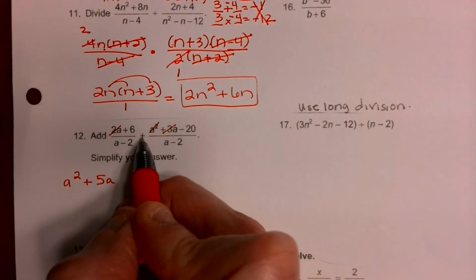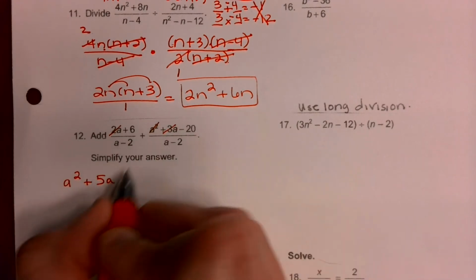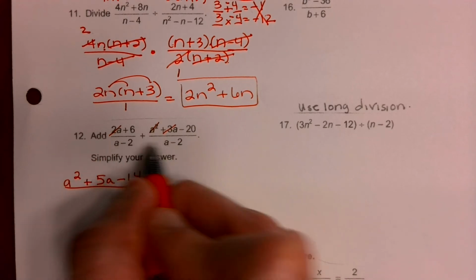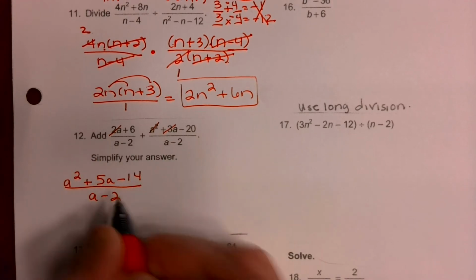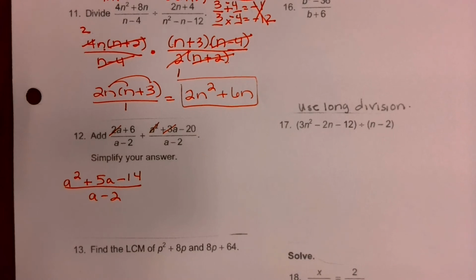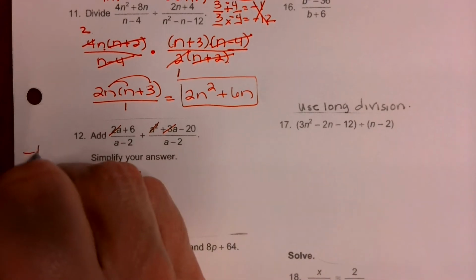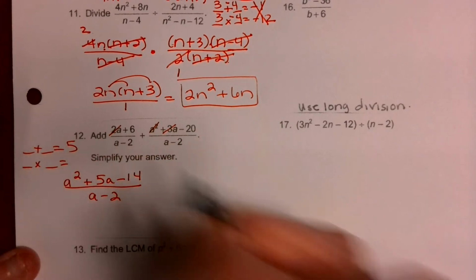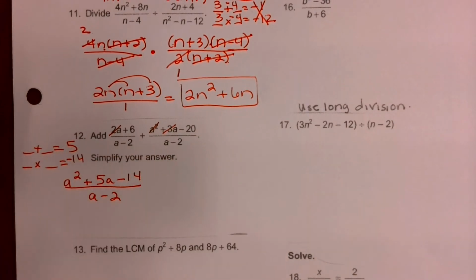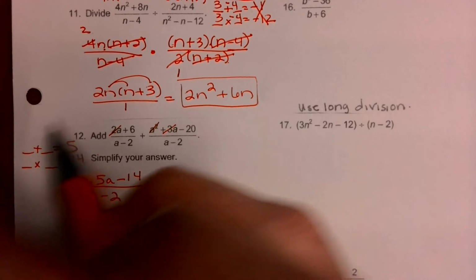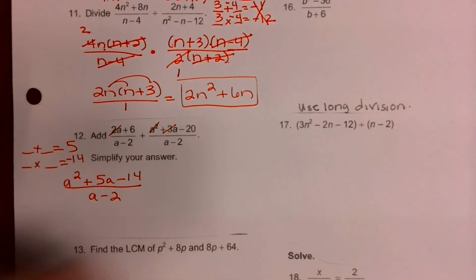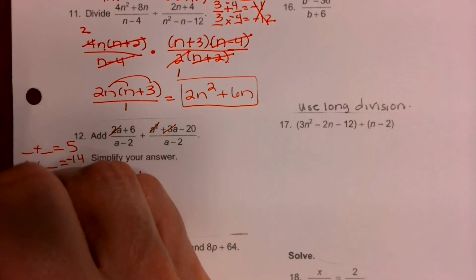And then I have a 6 plus a negative 20, so that's a negative 14, all over the common denominator of x minus 2. Now, what plus what equals 5? And what times what equals negative 14? This is why I push factoring so hard, you guys can see. We do a lot of it. Okay, so 14, 2 and 7.